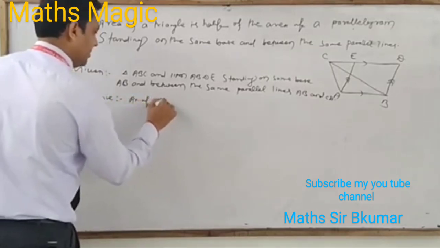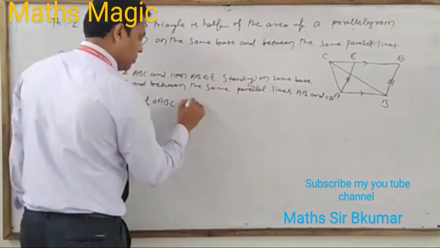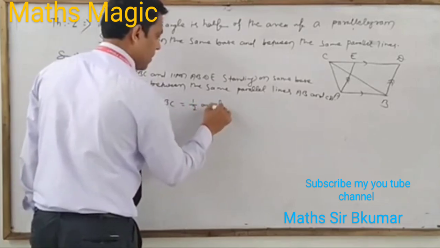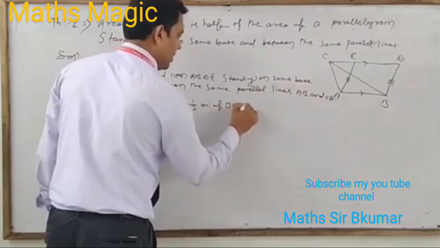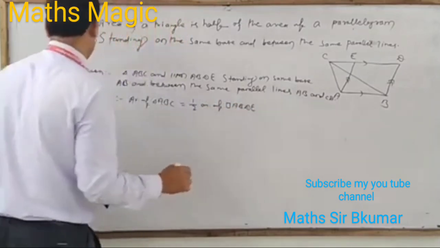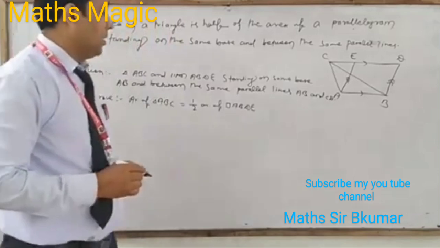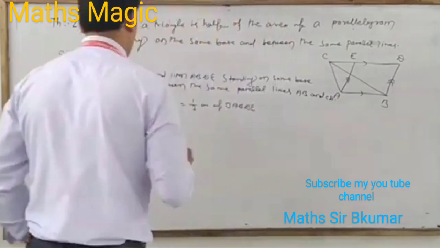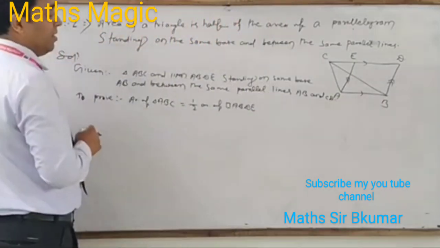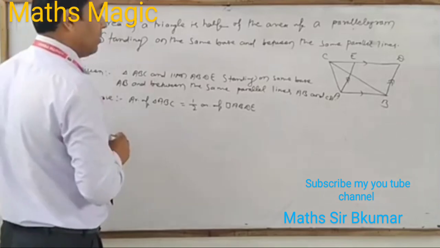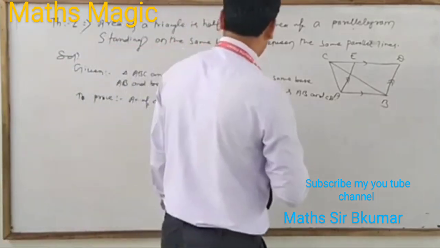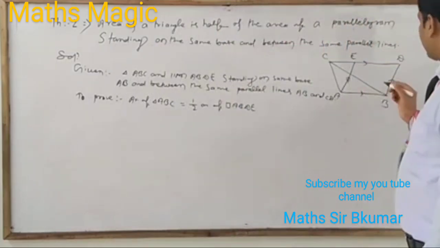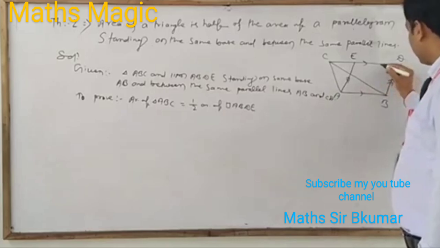Area of triangle ABC is equal to half of the area of parallelogram ABDE. It is what is to be proved by the question. Area of triangle ABC is equal to half the area of parallelogram ABDE. So there is a construction needed. We have to prove this.